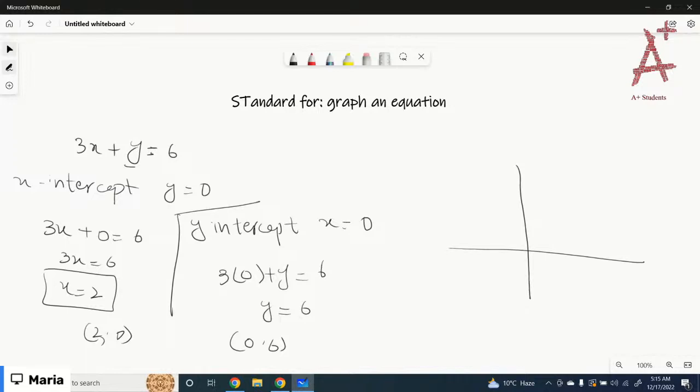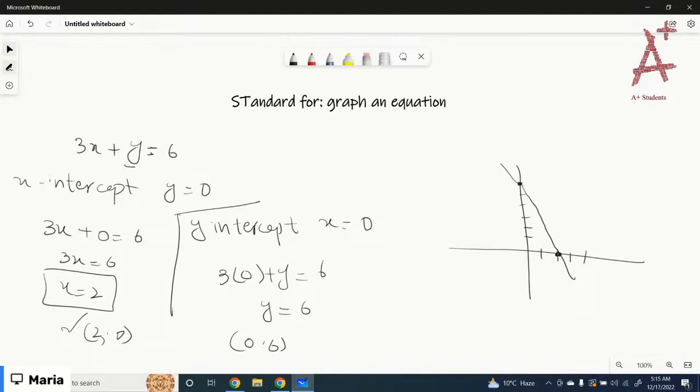So if you have just the x and y intercept, you can plot the graph. You have 1, 2, 3, 4. 1, 2, 3, 4, 5, 6. Okay. When x is 2, y is 0. Here is the 2 and 0. Got it? This one. So when x is 0, y is 6. Here is 0 and 6. So you just join these 2 points and here is the graph of the equation 3x plus y equals 6.